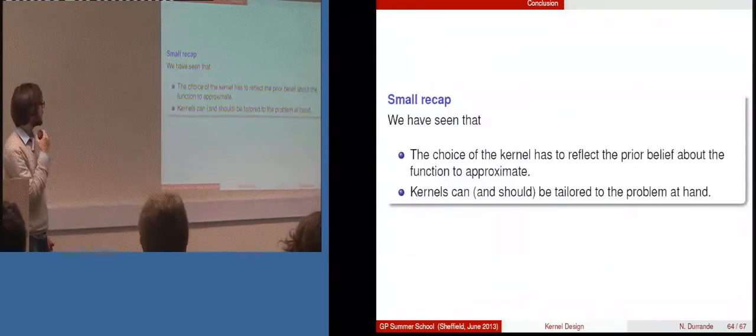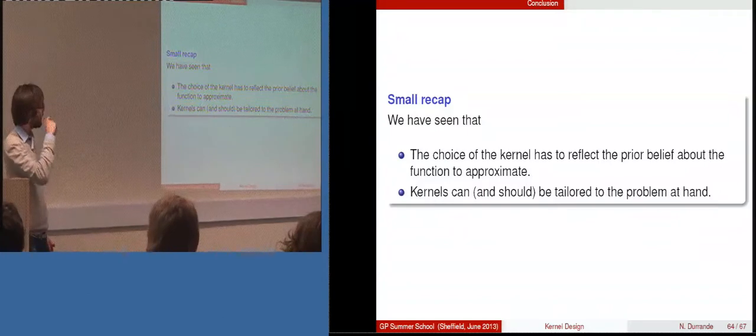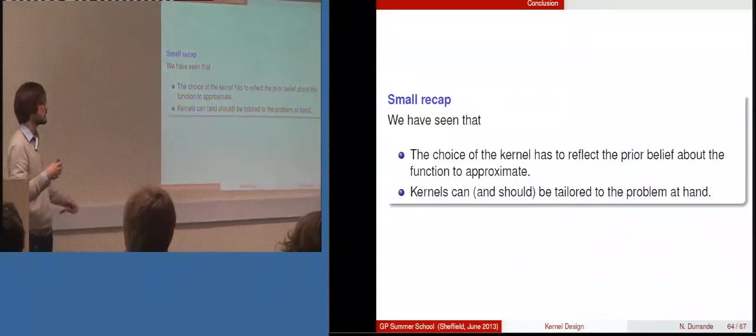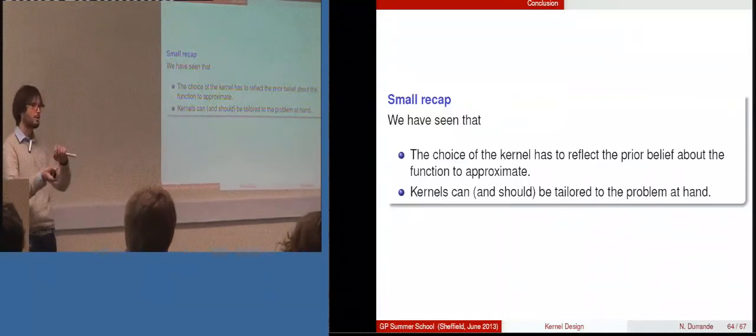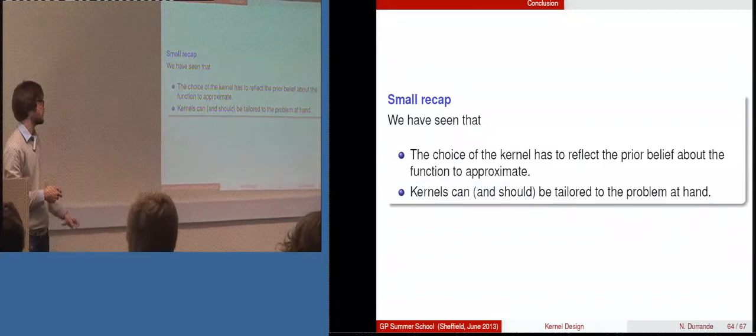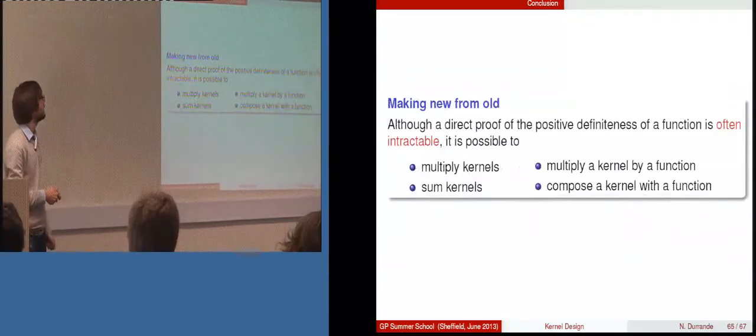So here are 3 slides for the conclusion. The main point is that the choice of the kernel has to reflect the prior belief about the function to approximate. Kernels can and should be tailored to the problem at hand. The good way to do that is to start from the usual kernel and then modify, torture it a little bit, to end up with something adapted to the model we want to create by adding more information in it, making new from old.